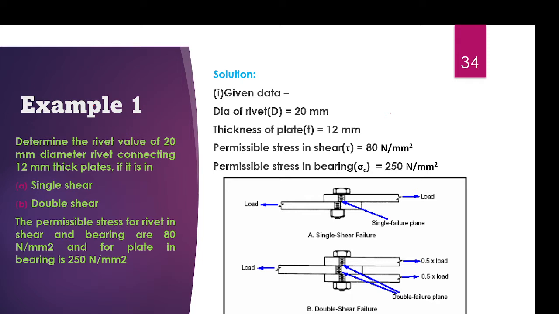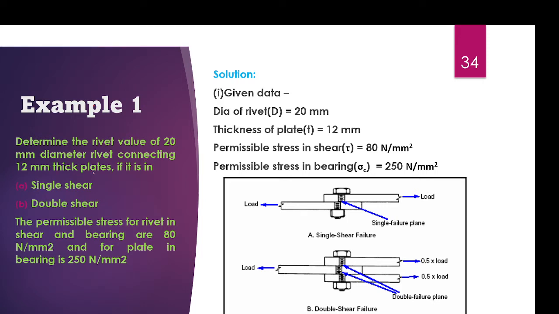Hello everyone. Today we are going to solve one problem on riveted connection. So before going to solve this kind of problem, we should read the question properly and come up with the given data first. Okay. So in this problem, we are asked to determine the rivet value of 20 diameter rivet connecting 12 thick plates.